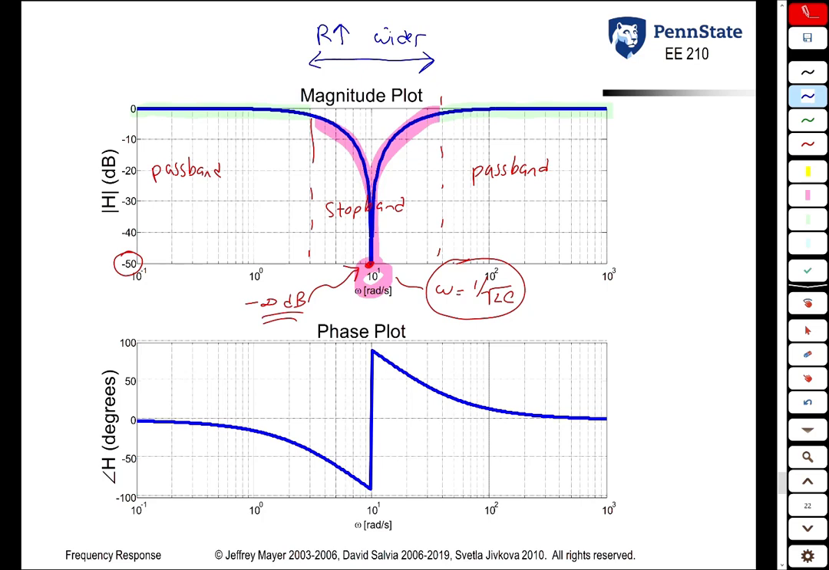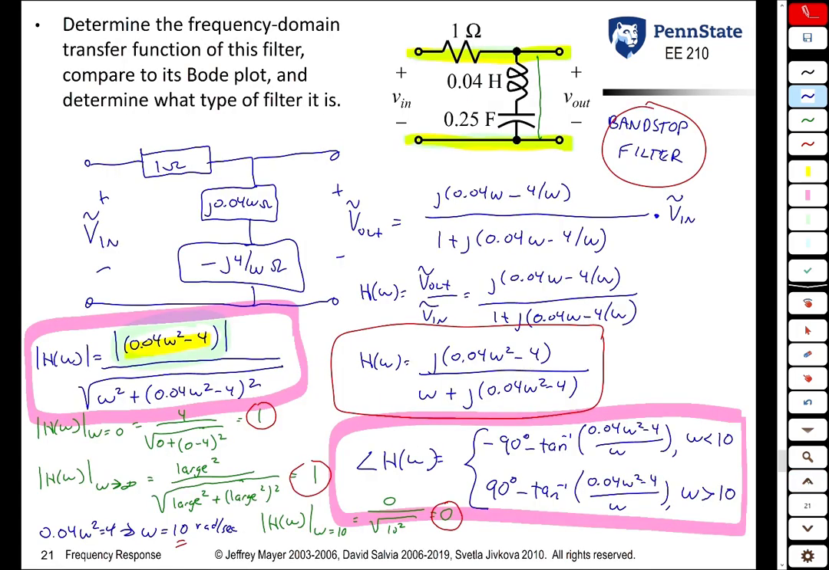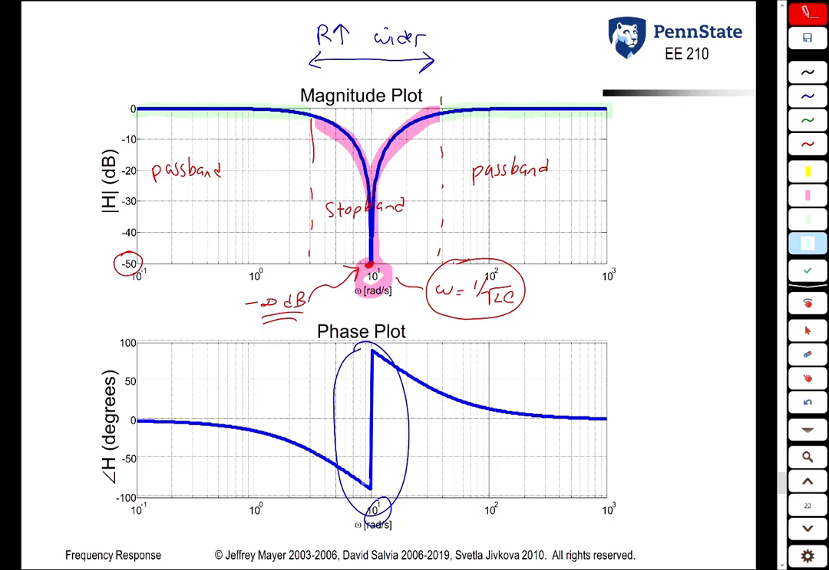Phase plot, once again, we're not going to worry too much about. I do want to point out what's happening right here. At 10 radians per second, if you look at what happens in this equation here, 10 radians per second is a frequency at which this numerator jumps from a negative imaginary number to a positive imaginary number. So the change in sign that happens at 10 radians per second, a change in sign in a phase becomes a 180-degree jump. And that's exactly what happens. We jump from minus 90 degrees to plus 90 degrees. Once again, the details of the phase plot are really beyond the scope of this course.